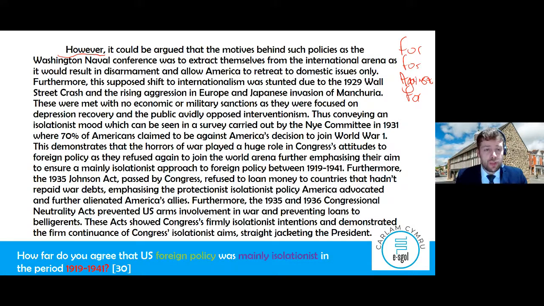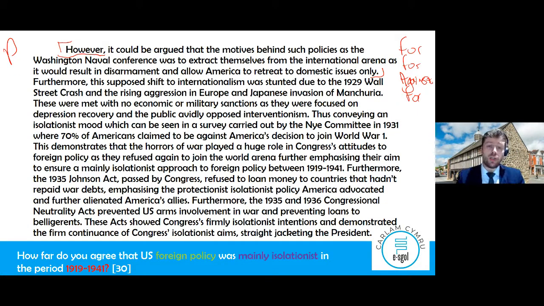However, it could be argued that the motives behind such policies as the Washington Naval Conference was to extract themselves from the international arena, as it would result in disarmament and allow America to retreat to domestic issues only. There is our point, our initial point.